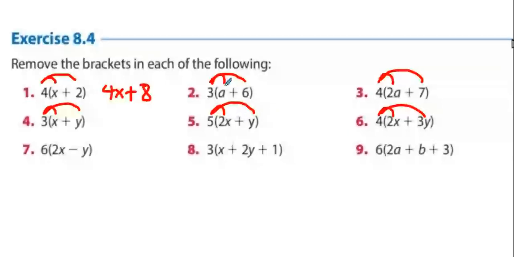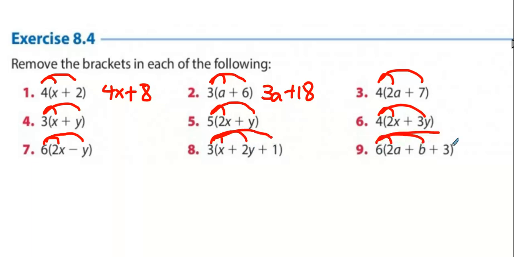The first one is 3 multiplied by a. 3a. 3 multiplied by 6. 18. The lines mean multiply. So anytime you see me draw a line, that means multiply it out. Okay, go on, guys. Do every question on the board now. You should be able. Okay, go on. Okay. H, what you get for question 3?